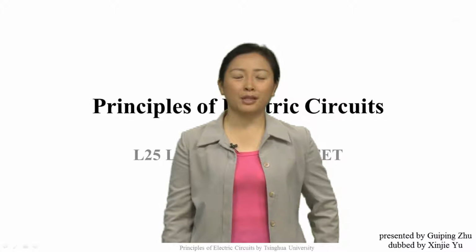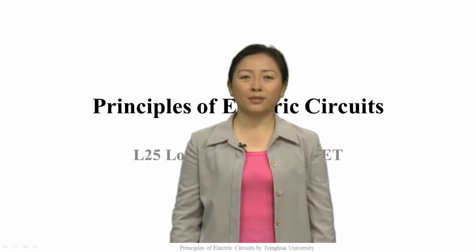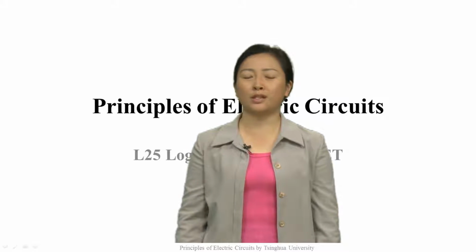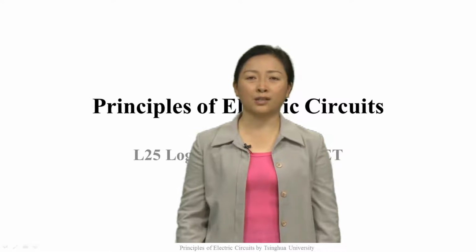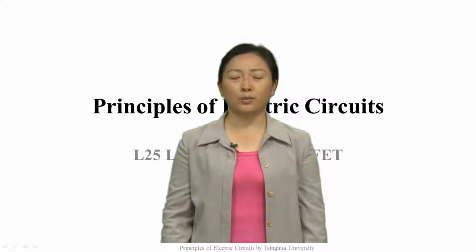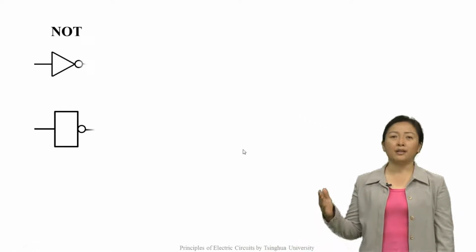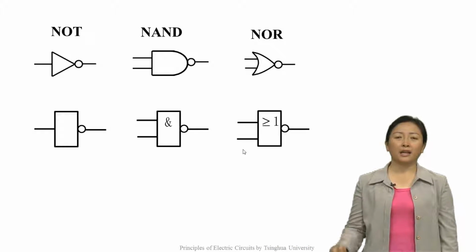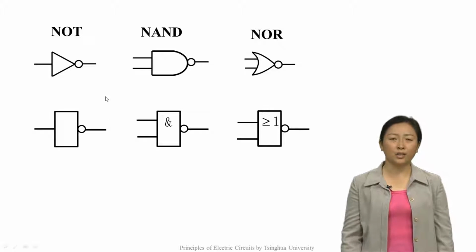Hello everyone. According to what we've learned before, we have known that the op-amp plays an important role in the analog circuits, and the MOSFET is another element with important role and wide applications in both analog and digital circuits. Now we introduce the applications of the MOSFET in the digital circuits, which means to use the MOSFET to constitute several basic logic gates such as NOT, NAND, and NOR. The applications of the MOSFET in the analog circuits will be introduced in Lecture 45.